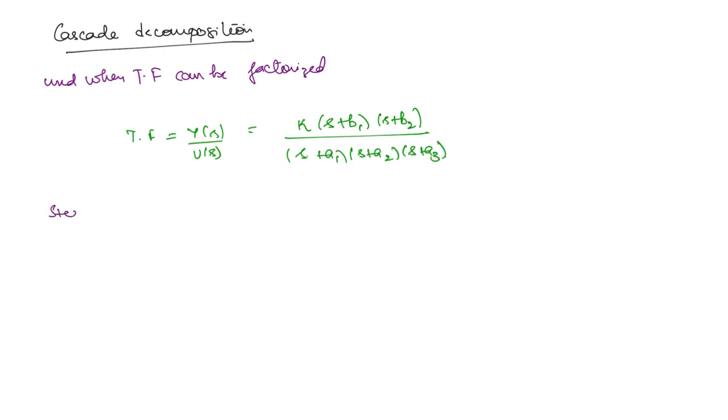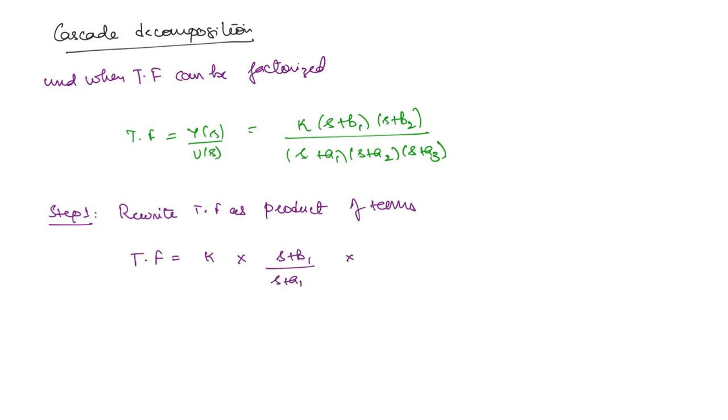Now the very first step that we can do is rewrite the transfer function as a product of different terms. That means you can write the transfer function as k into (s plus b1) by (s plus a1) into (s plus b2) divided by (s plus a2) into 1 by (s plus a3).